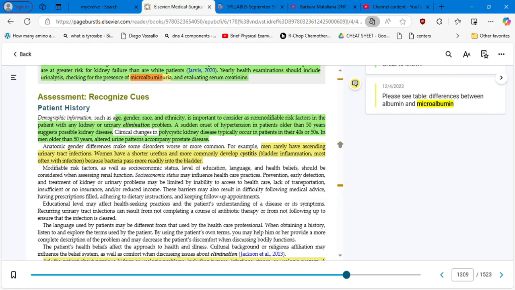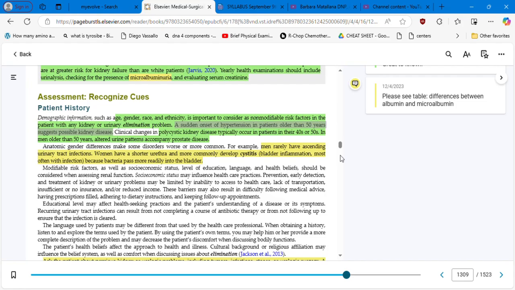A sudden onset of hypertension in patients older than 50 suggests possible kidney disease. Let me repeat this: a sudden onset of hypertension, right, in a patient older than 50 is significant for possible kidney disease. Polycystic kidney disease typically occurs in patients in their 40s and 50s. In males older than 50 years, altered urine patterns accompany prostate diseases.